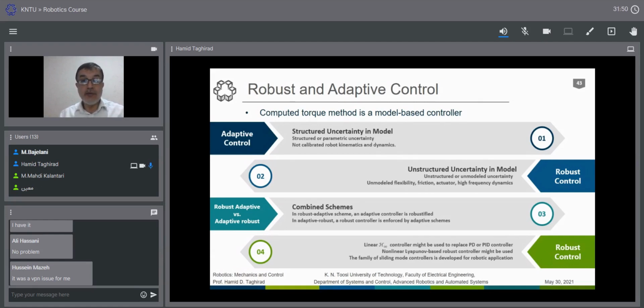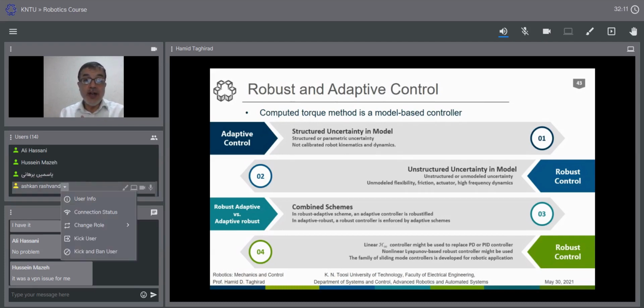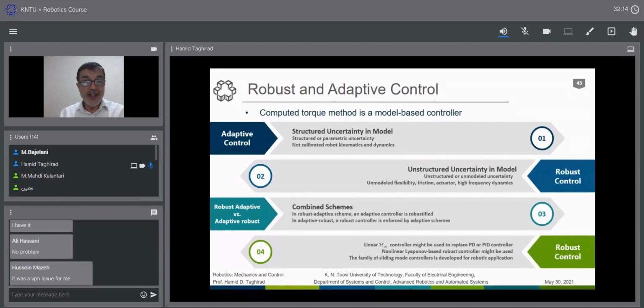In a robust adaptive controller, you have an adaptive controller. You design the controller in an adaptive case, and then you robustify it. You add a term to robustify the adaptive controller against unstructured uncertainty. And the same thing for adaptive robust: you have a robust controller which is reinforced by adaptive schemes, so we can consider these two together. We don't talk about it in the introductory course, but you can find them in practice.